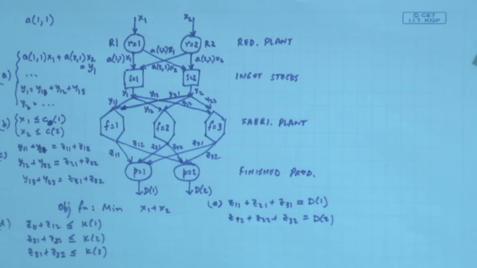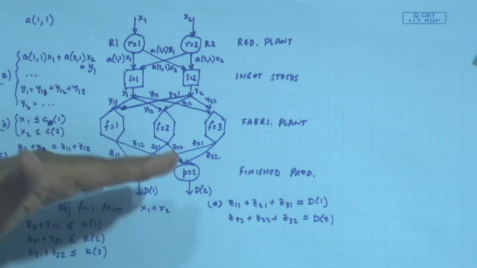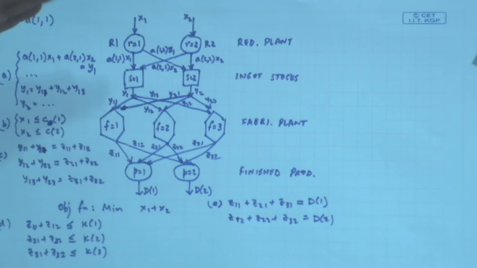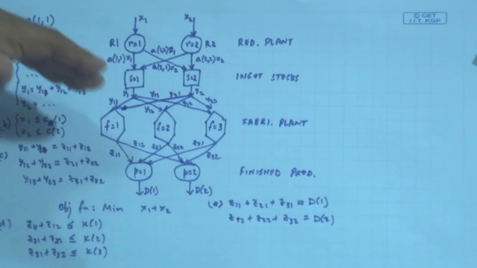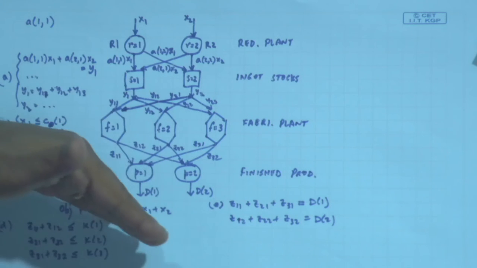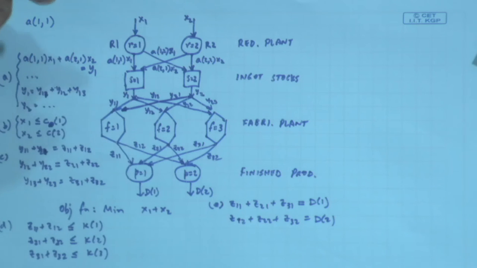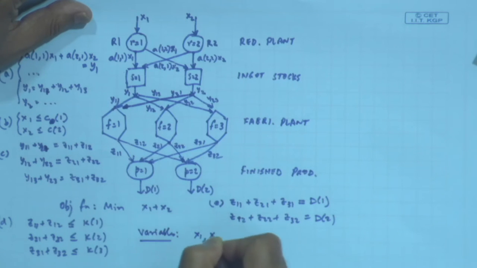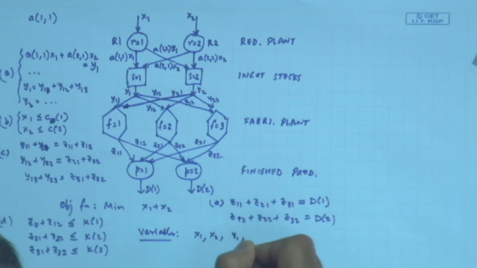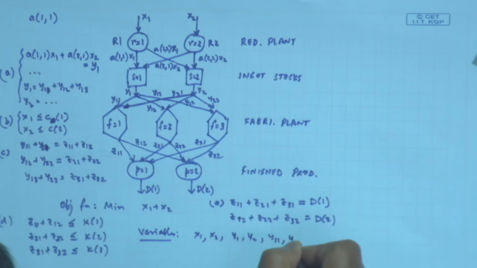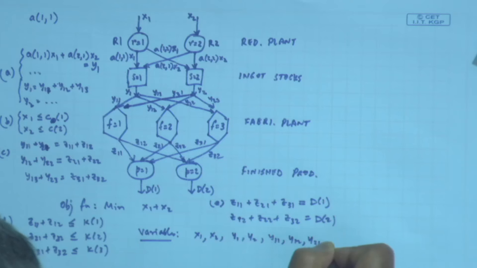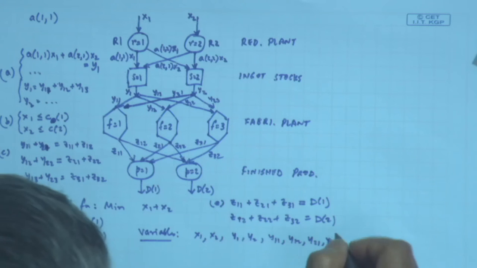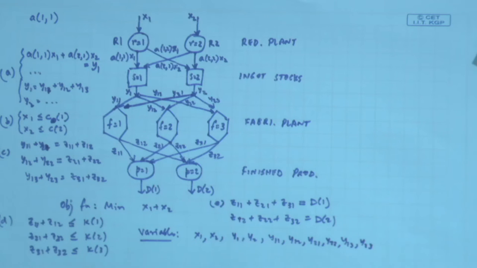Okay, any variable bound? Before that, we've done it a little in a different order here. We haven't identified the variables first, right? Because in this problem, whatever we didn't know, we put a variable like x1, x2, like y1, y2, like y11, y12. All these are variables, x, y, and z, right? So let's write down what the variables are. Our variables here are x1, x2, then y1, y2, then y11, y12, y21, y22. Oh, there is one more I left. y13 and y23.